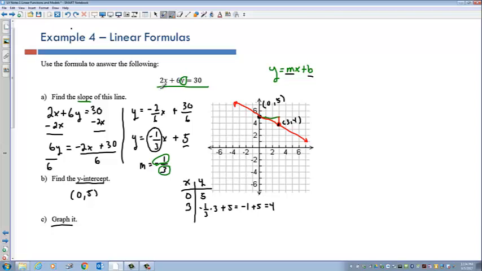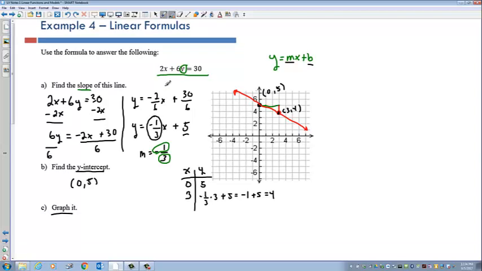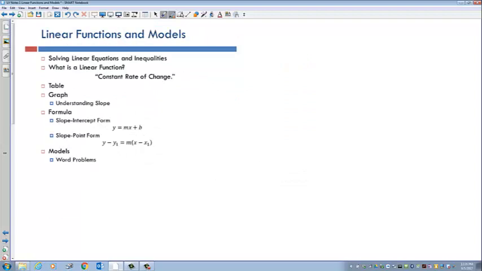The next problem I want to look at involves the slope point form. So let's talk a little bit about the second type of equation, right? You have the slope intercept form, and it's called the slope intercept because you have the slope and the intercept. And then we have what's called the slope point form. The slope point form involves the slope m, and then this x sub 1, y sub 1 is a point.